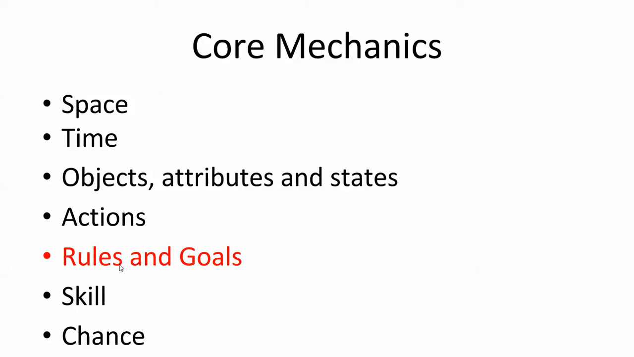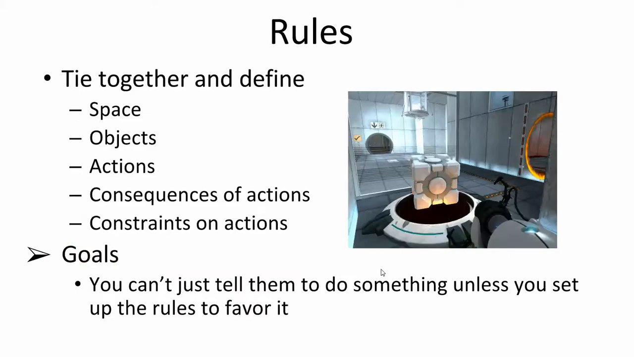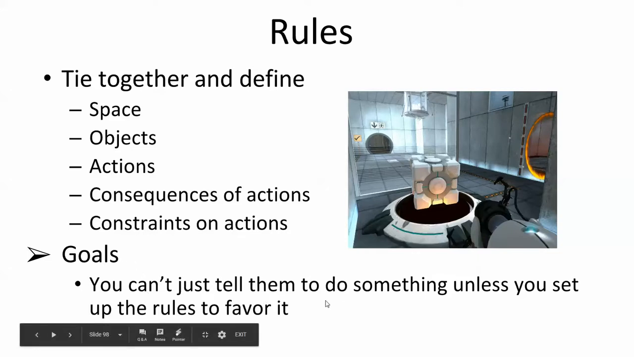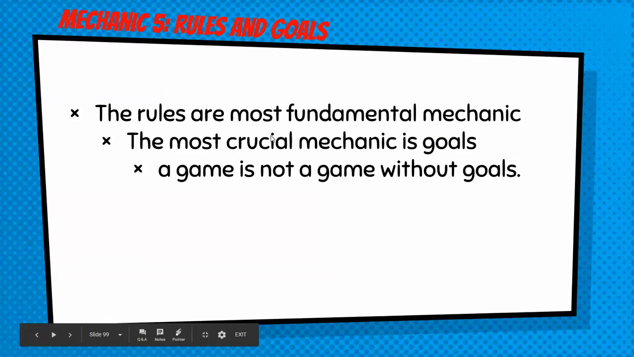Okay, so we've talked about actions, now rules and goals. The rules tie together and define everything else. The space, the objects, the actions, and so on are all tied together by the rules. The goals are, hey, how do you win the game? What are you trying to do? You can't just tell players to do something unless you set up the rules to favor it. So the rules have to work with the goals, so they can actually accomplish these things. The rules are the most fundamental mechanic. A game is not a game without goals.